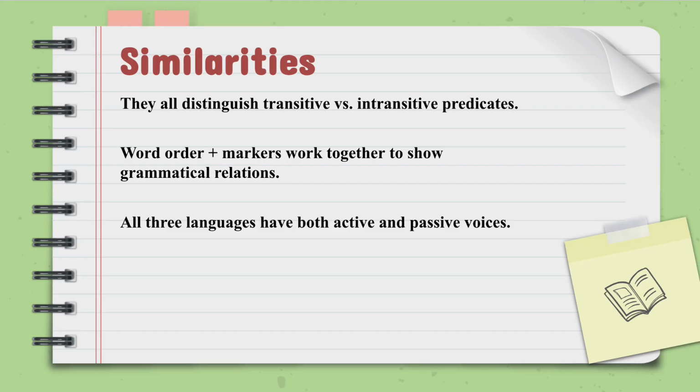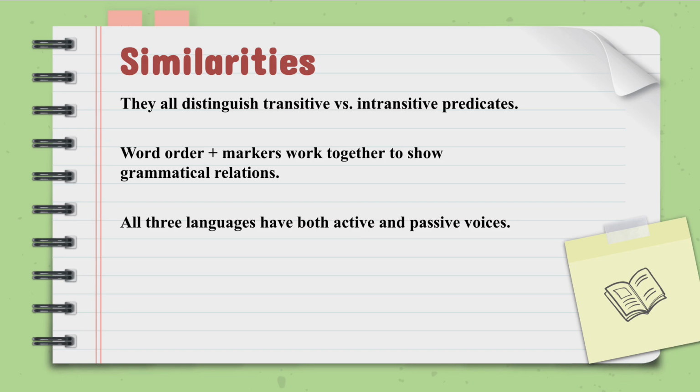After introducing these three languages, we compare their similarities and differences. Now let's take a look at what similarities they have. Firstly, they all distinguish transitive and intransitive predicates. Each language has a way to mark or signal whether a verb takes an object.